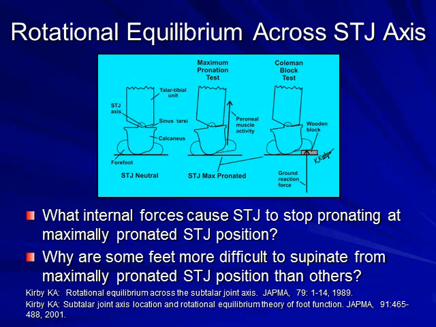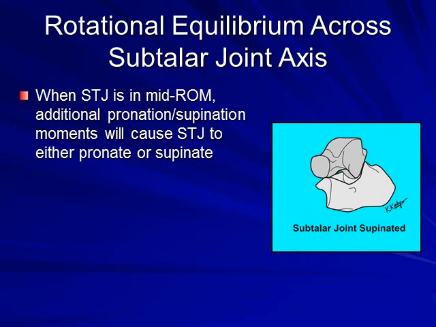One question that I had early on was, why are some feet more difficult to supinate from the maximally pronated subtalar joint position than others? We see this with the supination resistance test that we described back in 1992, that some feet are more difficult to supinate than others. Specifically, in regards to rotational equilibrium across the subtalar joint axis, we have a very special situation within the subtalar joint range of motion when the foot has reached its maximally pronated position.